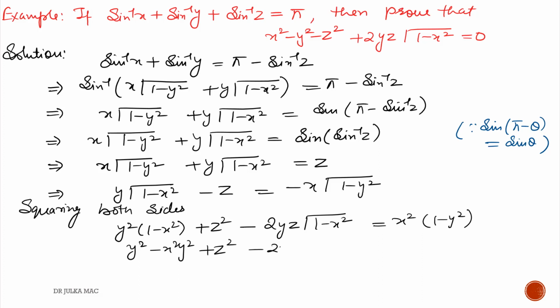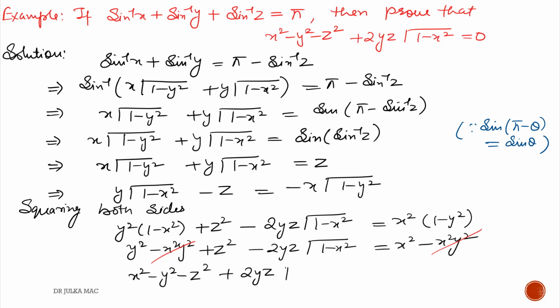After simplification, we get y square minus x square y square plus z square minus 2yz into the root of 1 minus x square equals x square minus x square y square. X square y square cancels on both sides, and the answer is x square minus y square minus z square plus 2yz into the root of 1 minus x square equals 0.